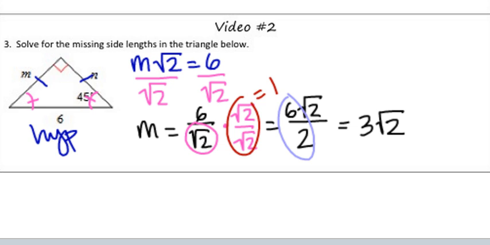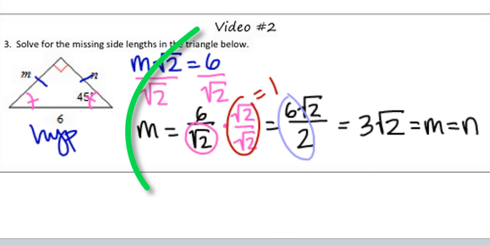Now we established that the two legs of this isosceles right triangle are congruent. So that means that 3 times the square root of 2 is the same measure for both m and n. And there you have it.